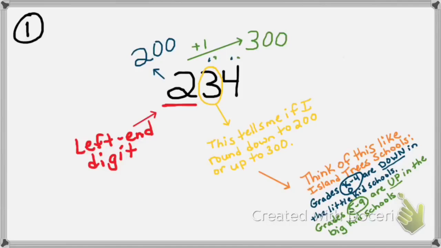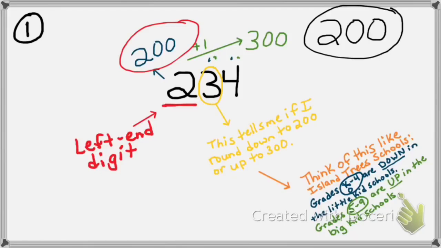So in this problem, what's my circled number? It's a 3. Is that going to round down to the little kids' schools or up to the big kids' schools? Of course, it's going to round down to the little kids' schools, so it's going to round down to the 200. So using left-end estimation, 234 estimates or rounds to 200.